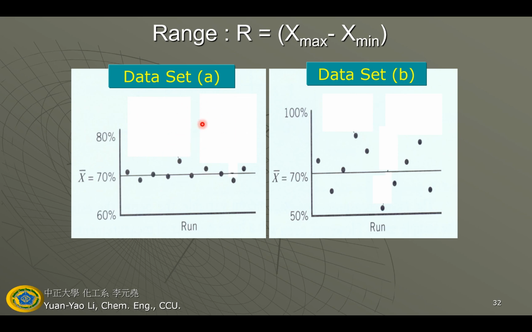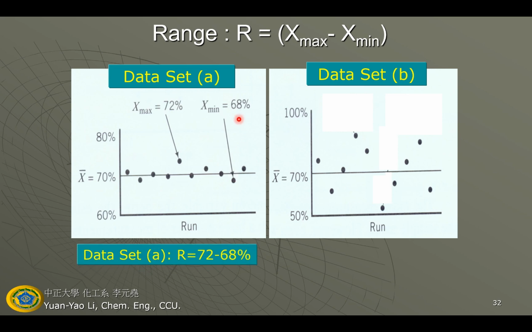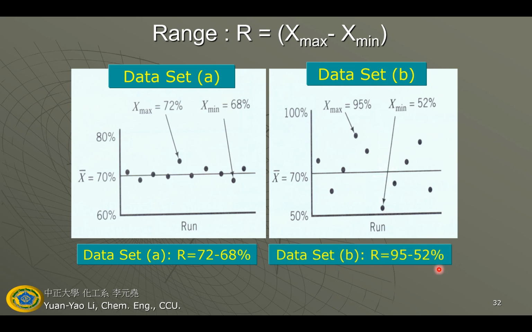So x maximum in this data set will be here, which is 72%. And x minimum will be this one, which is 68%. So the range will be 72 minus 68%, which is 4%. However, for data set B, the maximum will be 95%, the minimum will be 52%. So the range will be this number, which is much higher than this number. So we know this data set is better than this data set, and we use quantitative analysis to show you this.